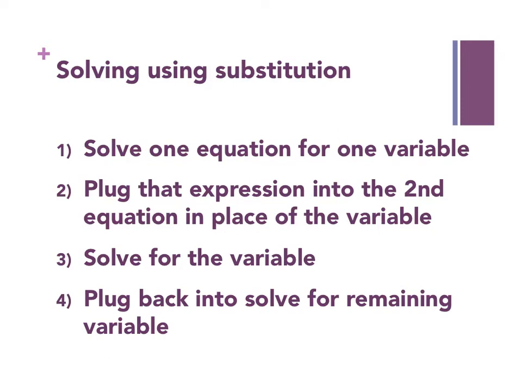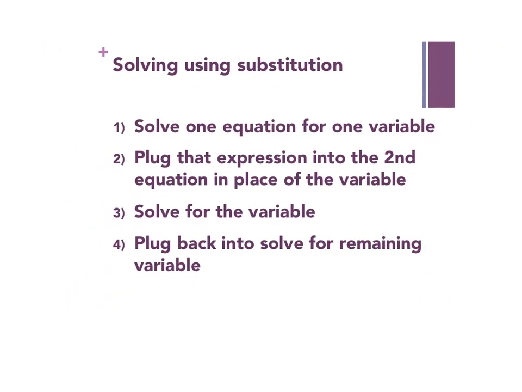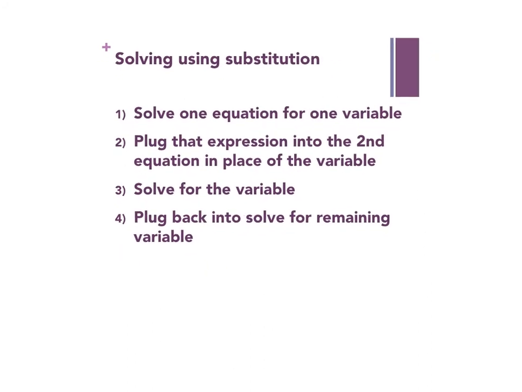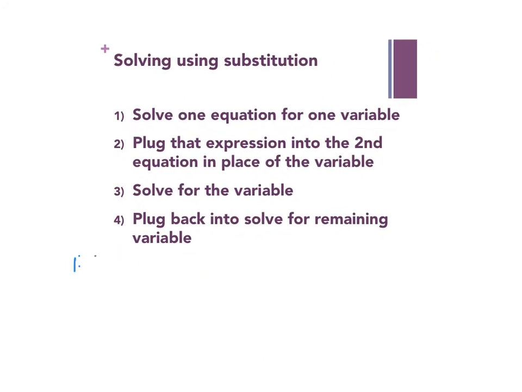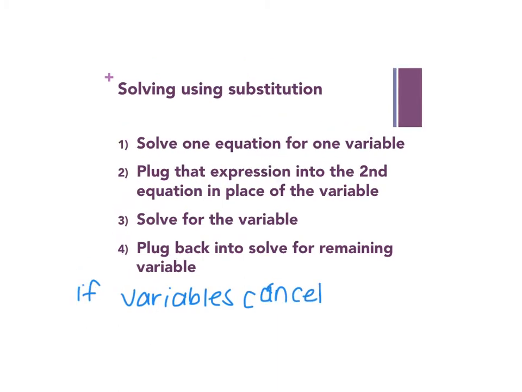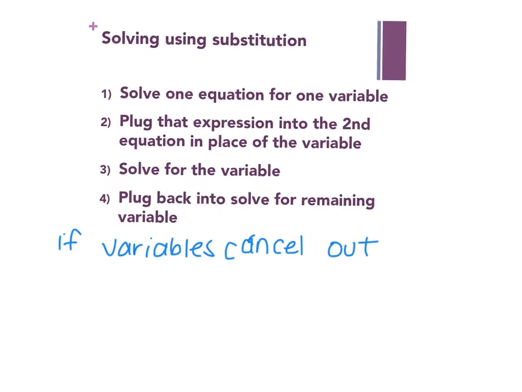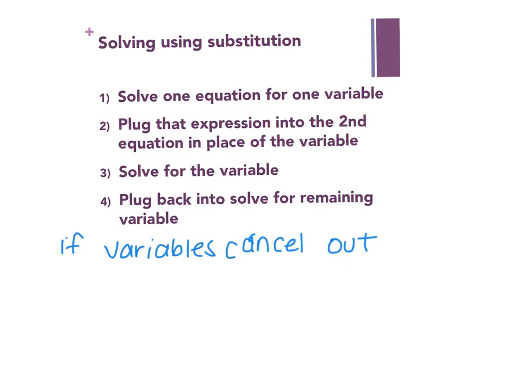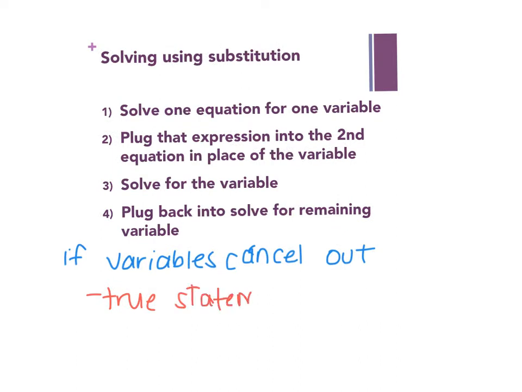So there are special cases when you're dealing with substitution and graphing and elimination, which are your no solution and your all real numbers cases. If your variables cancel out, so you lose both the x and the y, and what's left is a true statement, like 0 equals 0 or 3 equals 3. Obviously, these are true statements. Then your answer is all real numbers.